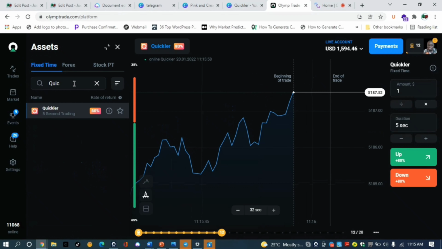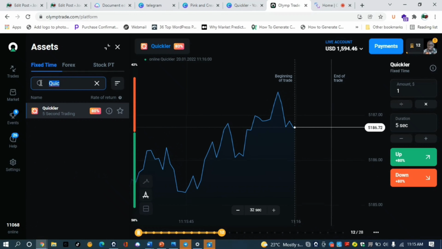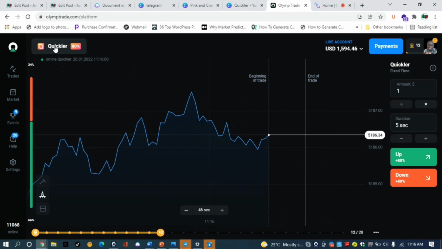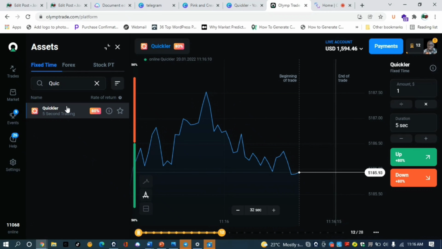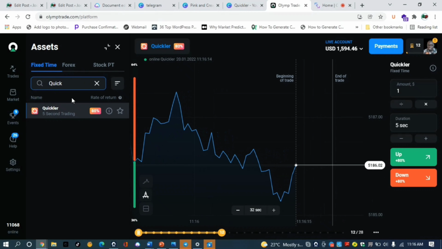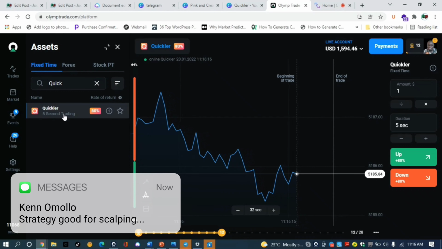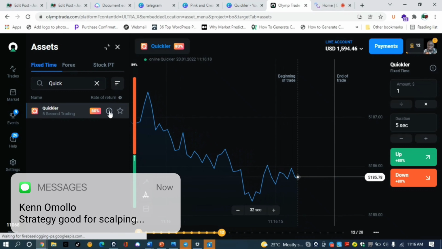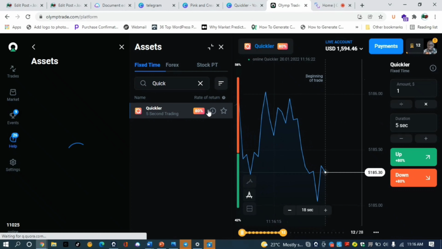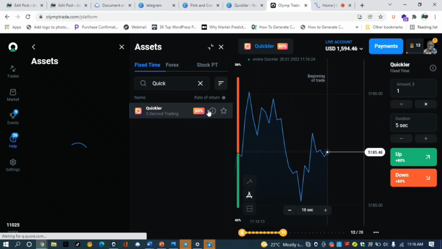Okay, so in case your chart shows anything other than the quick, just go to the asset that is currently shown on your chart, click on it and search for quick. If you search for quick you will get it. There it is, the quick trading asset in Olymp Trade.